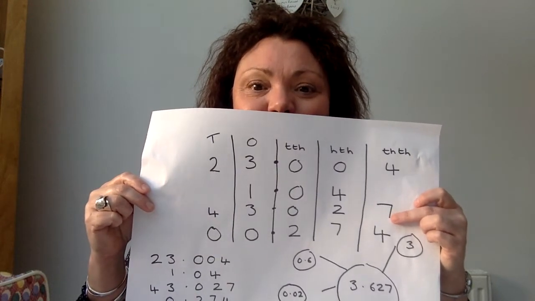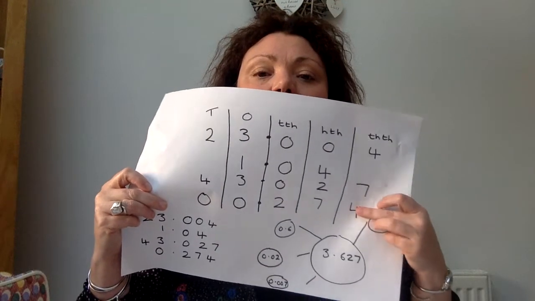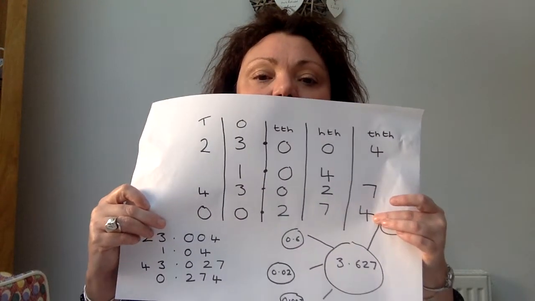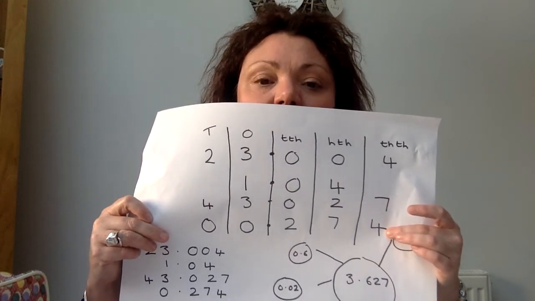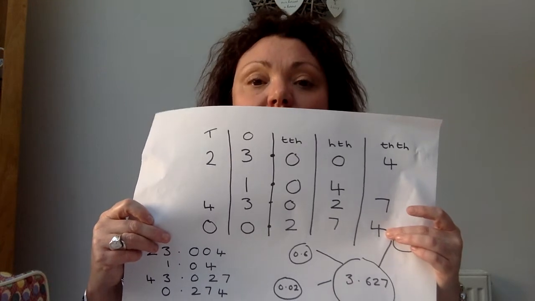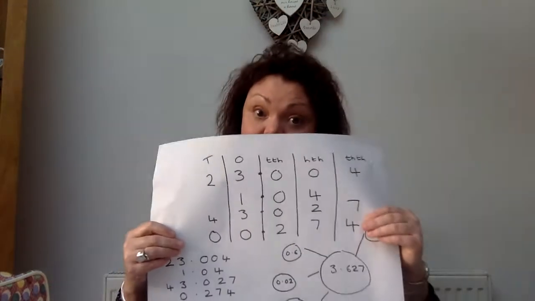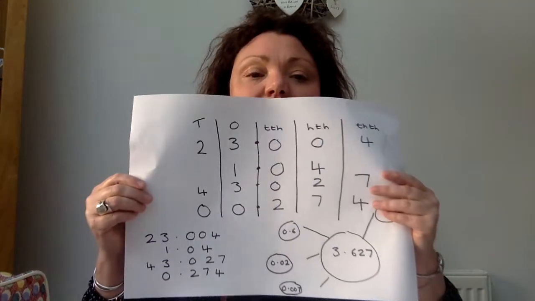Shall we try one more? How many tenths are in this bottom number? Year 6. How many tenths? Straight away we can see 2. So we could say either 2 tenths or 0.2, which is the same answer. You got it? Brilliant, well done, very clever.